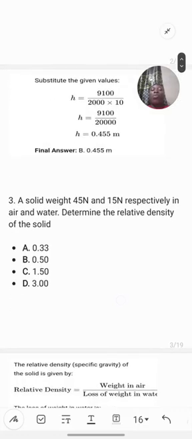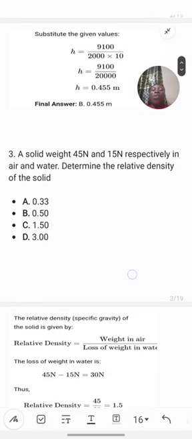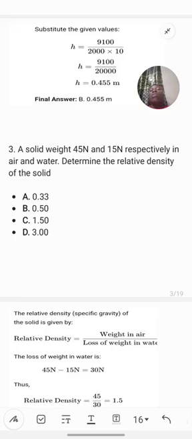Then the number 3 question is: a solid weighs 45 Newton and 15 Newton respectively in air and water. Determine the relative density of this solid. Another name we can call the relative density is specific gravity. So the relative density of the solid is what has been asked. The relative density will be the weight in air over the loss of weight in water. The weight in air over loss of weight in water.